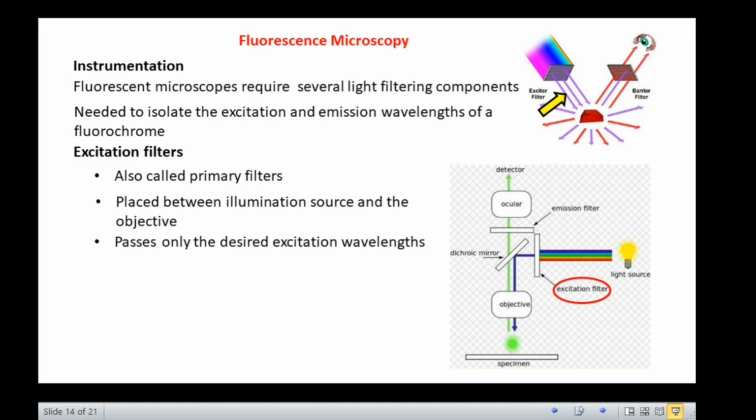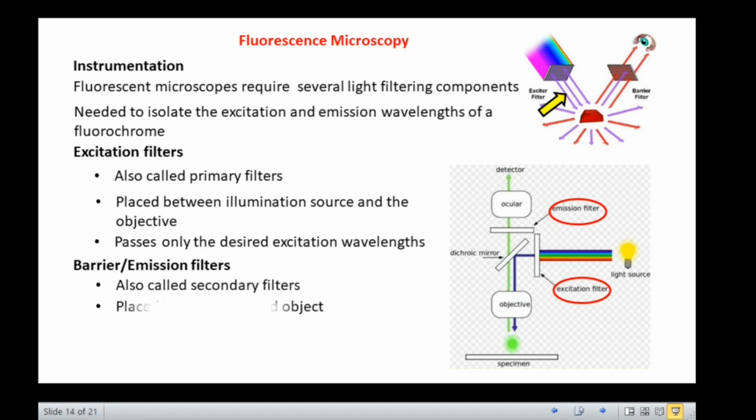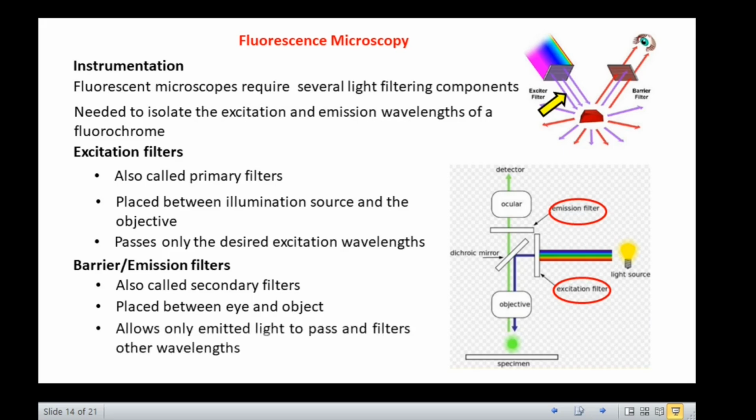The second filter is barrier or emission filters. These are also called secondary filters and are placed between eye and object. It allows only emitted light to pass and filters other wavelengths from reaching the eye. Like in this case, only red wavelength is allowed and violet is blocked. As a result, only a single colored image is seen at a time.